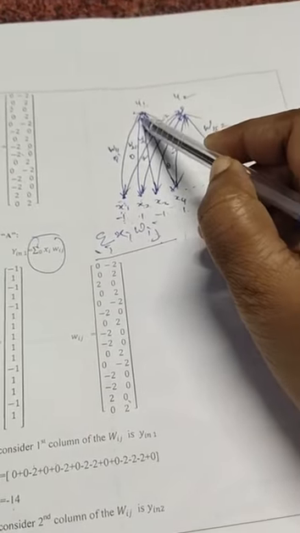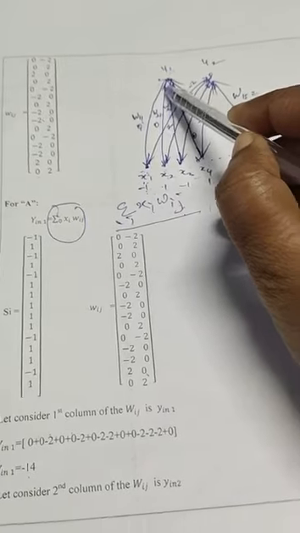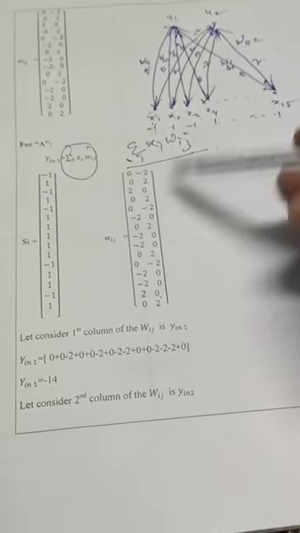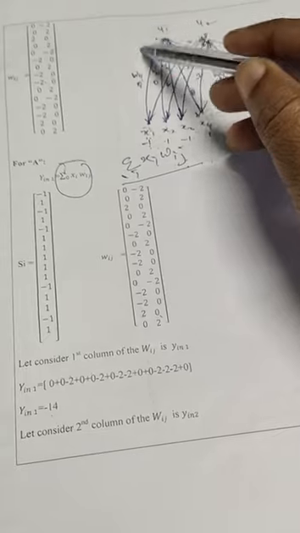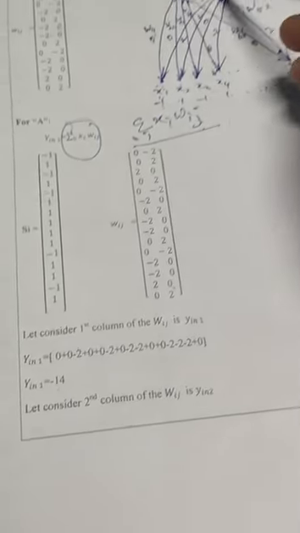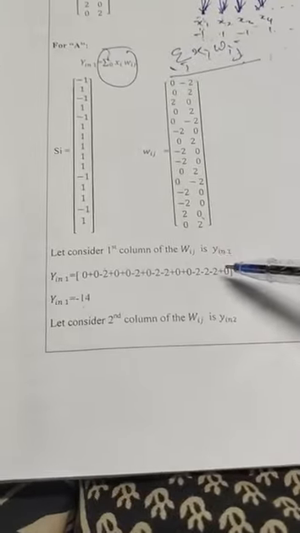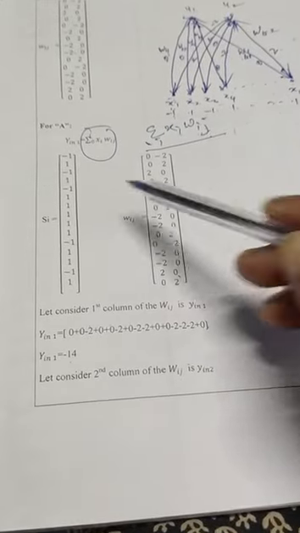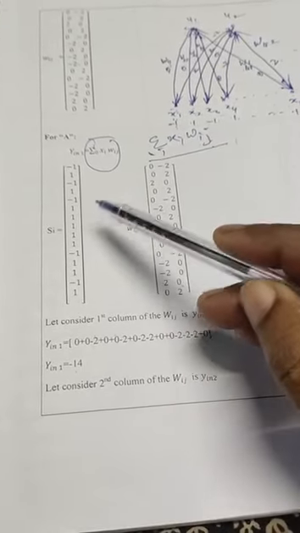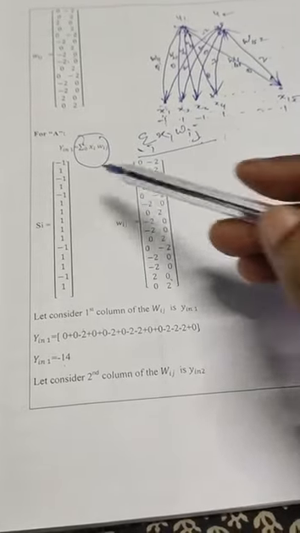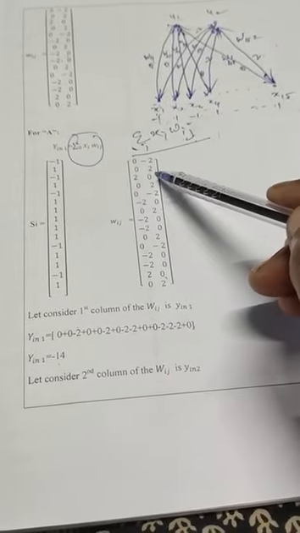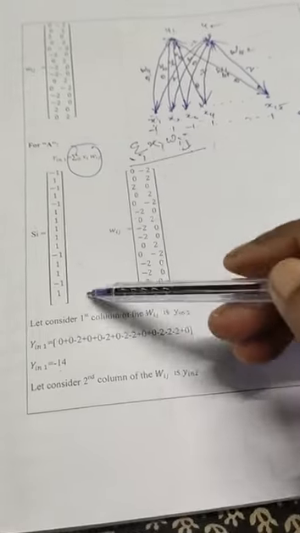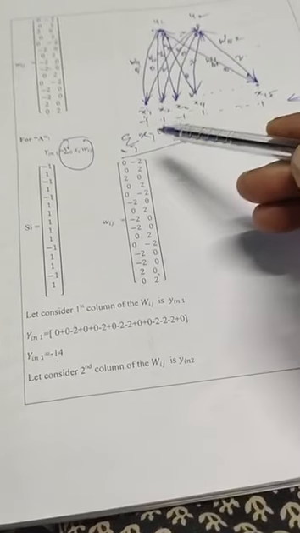All the input bits you have to multiply by the respective weights and sum them. If you sum that, you'll get the net input of the first output neuron. In the same way you calculate the net input of the second neuron, which we have written here. The weight matrix is already there. We have applied the input pattern, so we are multiplying the input bits with the weights.